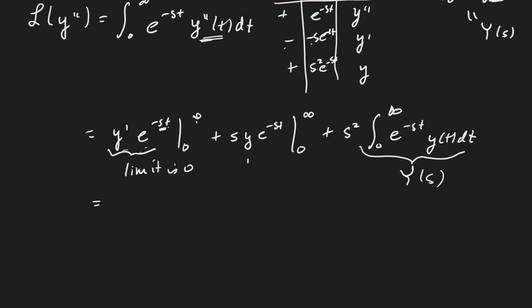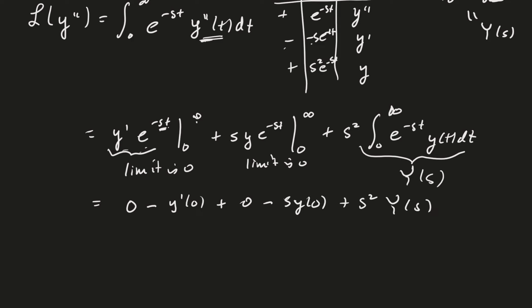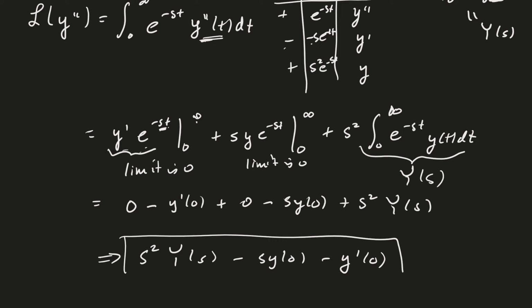Okay, so that for some exponential function you're going to quash the derivative. And then here we'll assume that this limit is 0 as well. So that just leaves us with 0 minus, and then if you plug in 0, you get y prime of 0. And then here we get infinity is going to be 0, so then we have minus s times y of 0. Good, plus s squared times Y of s. All right, so then we have our equation s squared Y of s minus s y of 0 minus y prime of 0, which is the formula. Hopefully it looks familiar. Very good.